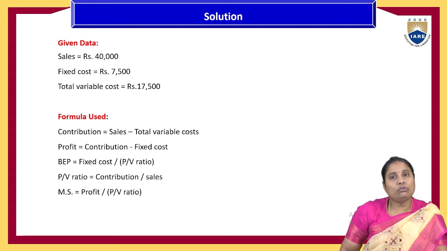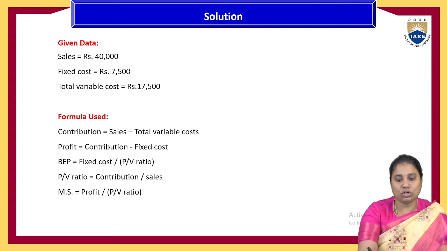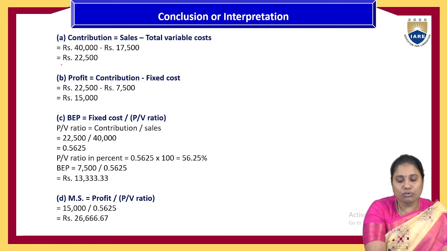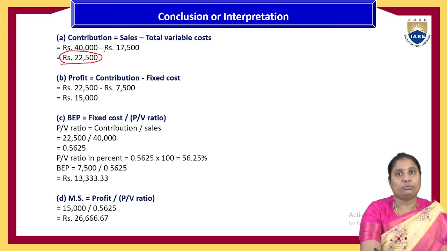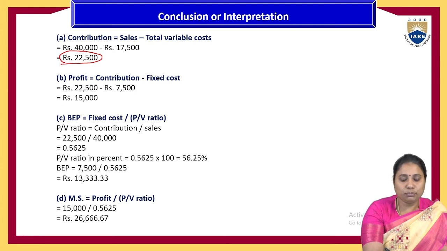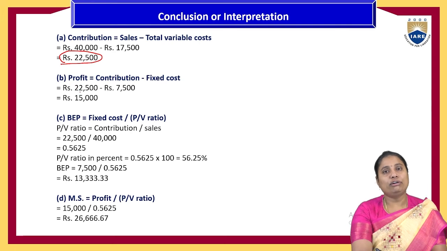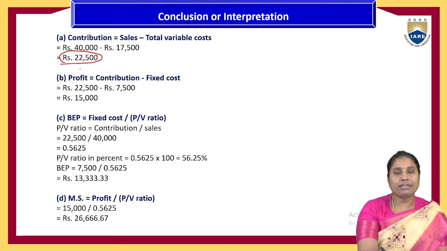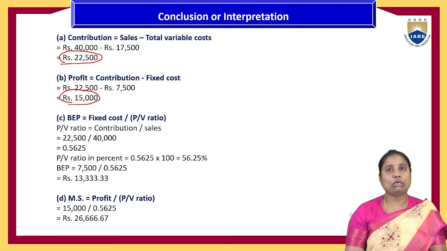We are going to use these formulas. Contribution is equal to sales minus variable cost. Sales is 40,000, whereas the variable cost is 17,500, so we get 22,500 as the contribution. Then they asked us to calculate the profit. We know that profit is equal to contribution minus fixed cost. Contribution we calculated as 22,500 minus the fixed cost of 7,500, which is 15,000 rupees.